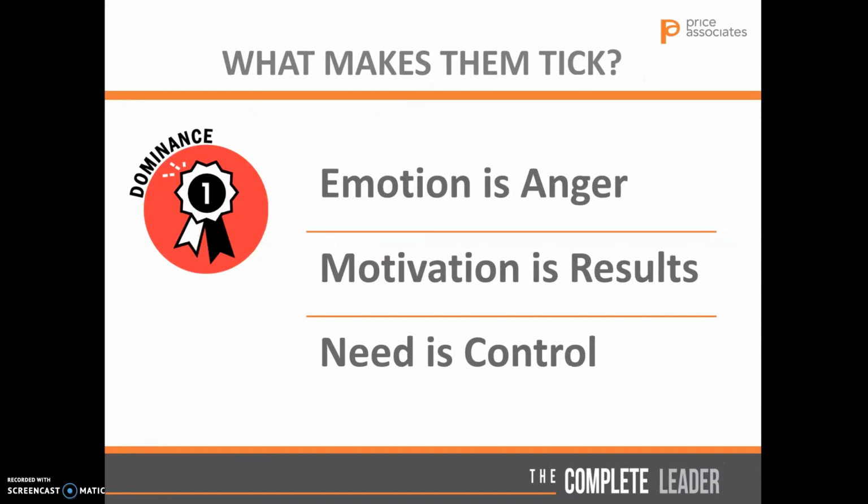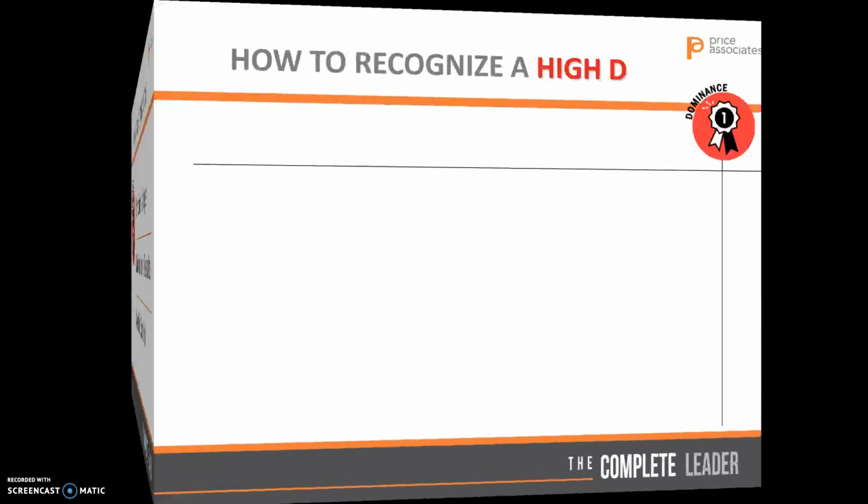So some things that make them tick. The dominant emotion for the high D, now not the low D, this is primarily the high D, is anger. So their first reaction might be anger. Their motivation is getting results. So they're focused on the ROI, getting things done. And they also have a need for control. So as you're working with a high D, it's really important to be aware of these characteristics.